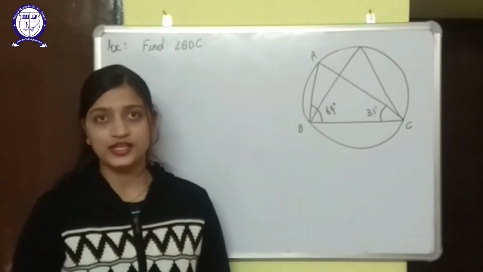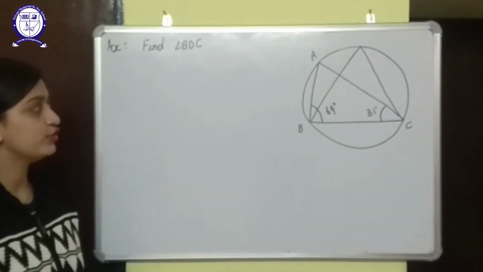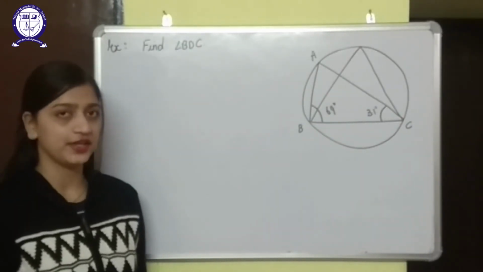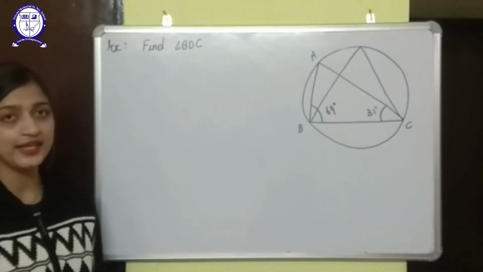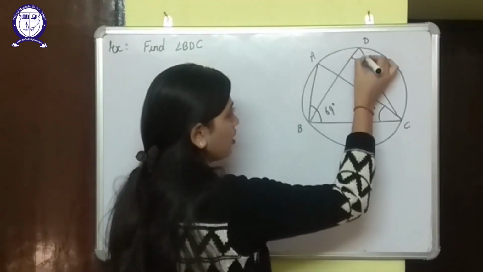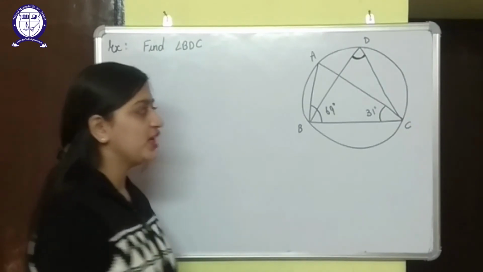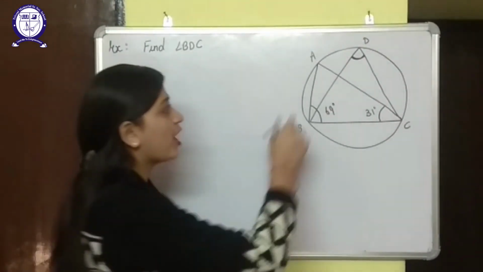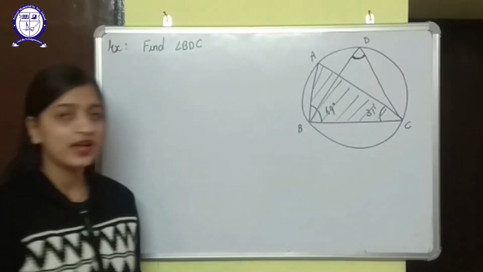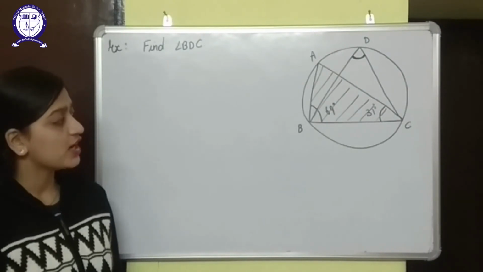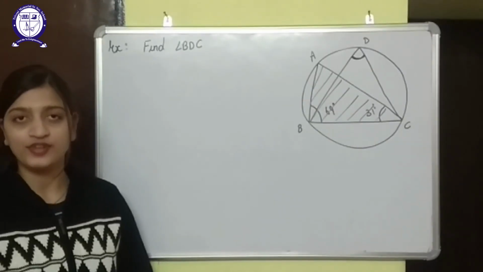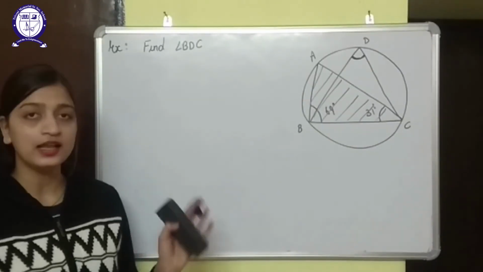Now the next example is, the figure is given to us in which we know that angle ABC is 69 degrees and angle ACB is 31 degrees. We need to find angle BDC. Now look at the question, we need to find this angle. But angle B and angle C, which we know, are part of this triangle. So we cannot apply angle sum property directly to angle BDC. But with the help of angle sum property, we can find this angle BAC.